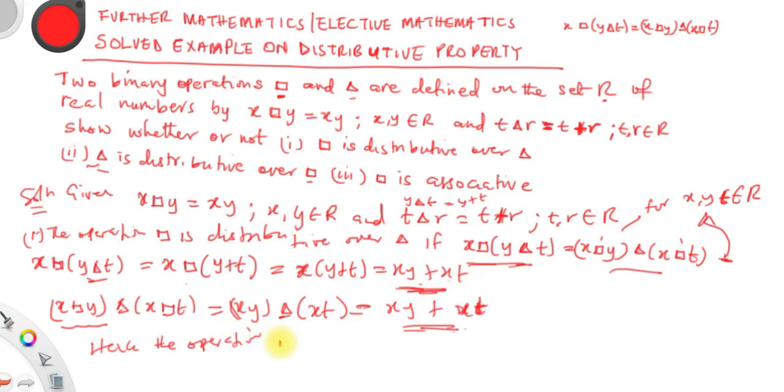Hence, the operation square is distributive over triangle.